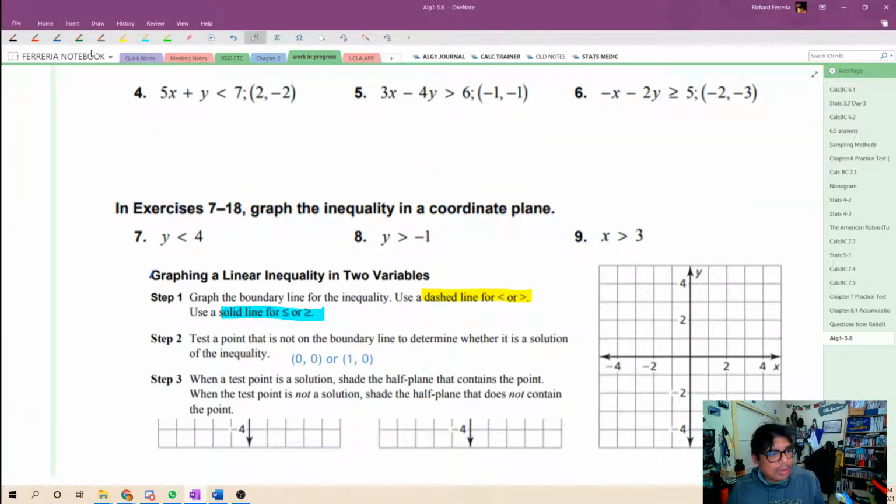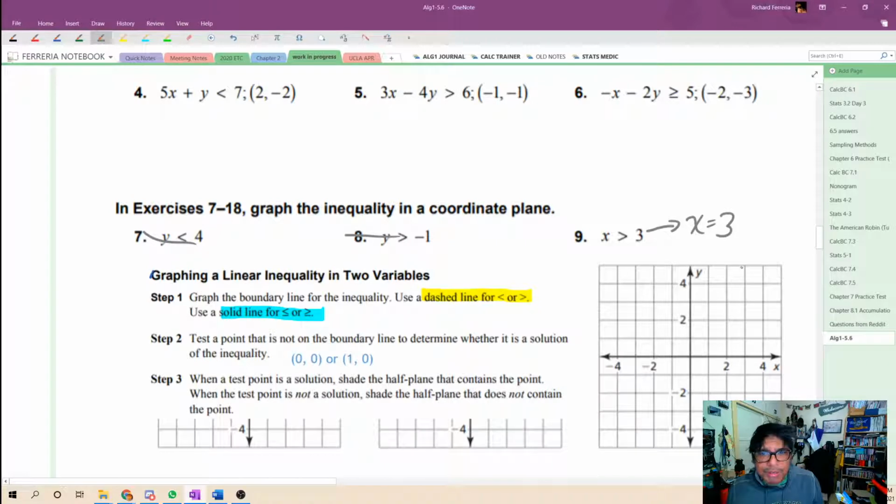Now let's go on to question 9 here. I put my 3 steps on top of questions 7 and 8, so we're not going to do those, but we're going to follow these 3 steps. So the first thing is to graph the boundary line. Now when you graph the boundary line, you replace the inequality with an equal sign. So this turns into x equals 3, and then we've got to remember how to graph x equals 3.